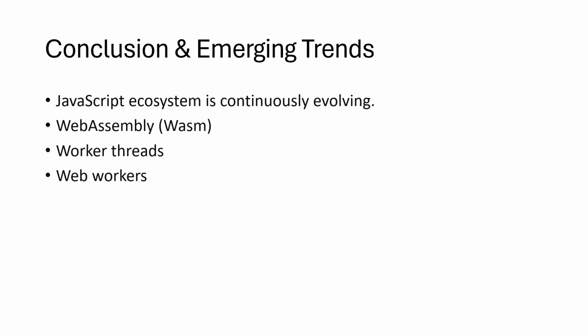So in conclusion, the JavaScript ecosystem is dynamic and is rapidly evolving. In addition to those mentioned before, many more features are gaining usage, like WebAssembly, which enables us to run assembly code or C++ code along with JavaScript in a browser. Then web workers and worker threads, which support multi-threading with JavaScript, and lots of many more features.